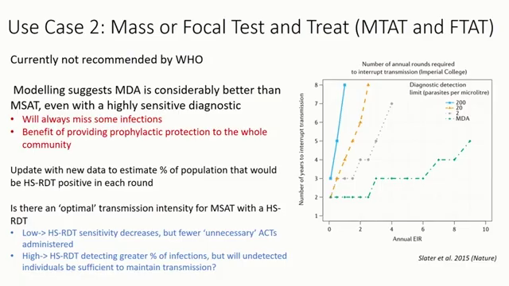but also in this setting, by finding and treating these people that are HSRDT positive, are you finding enough of the infectious reservoir to actually cause that population-level reduction in onwards transmission? So we're using modelling and data to try and see if there's a sweet spot where MSAT or MTAT is optimally effective.